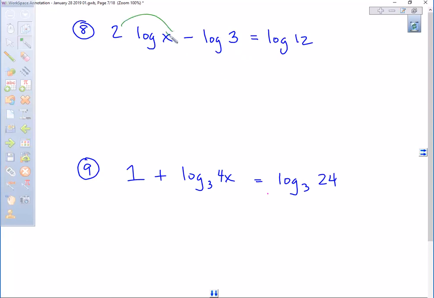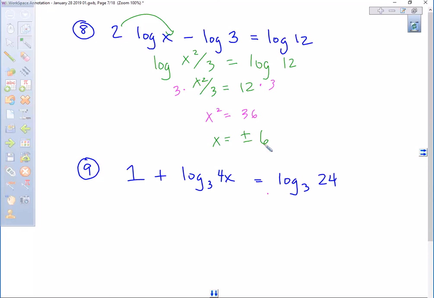So we're going to bring that 2 back. So we get log x squared divided by 3 equals log of 12. So now we have logs on both sides, same bases, so we can set the answer parts equal and solve. All right, to solve this one, we have to multiply by 3, and then we get 36, and then we take the square root, and we get plus or minus 6. But when we look back up, the negative 6 gives us a problem there. So our only solution is positive 6.